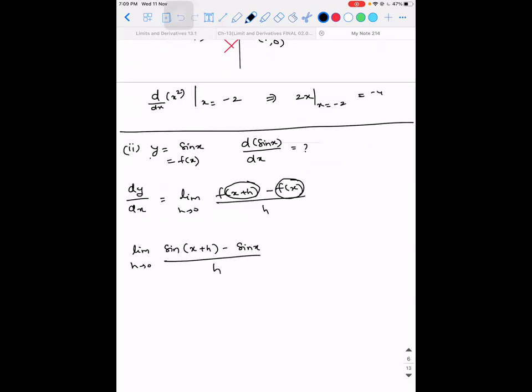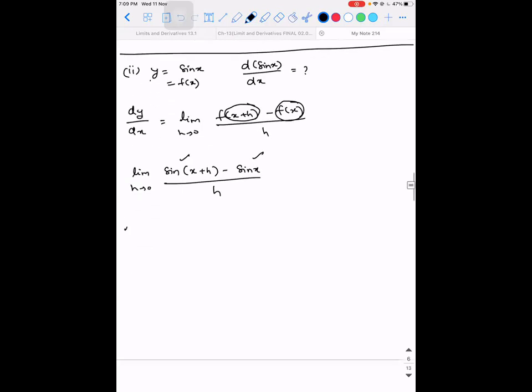So can you check if you can directly substitute the value 0? If you substitute 0, what will happen? This will become sin x, and this is already sin x. Sin x minus sin x, so 0 by 0, which is not defined.